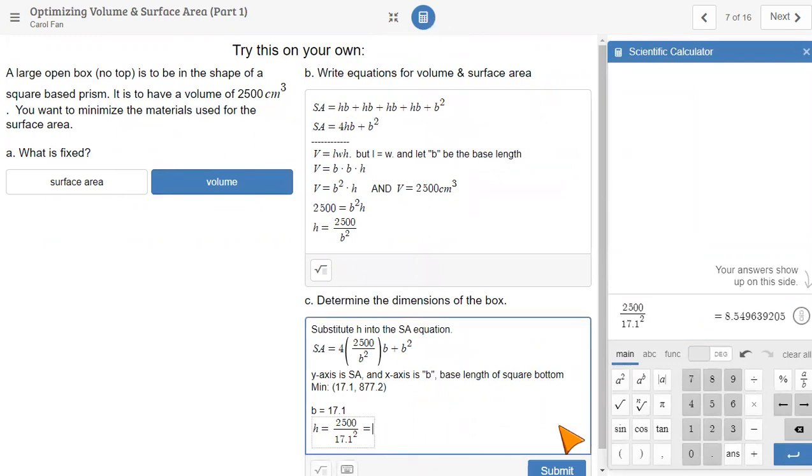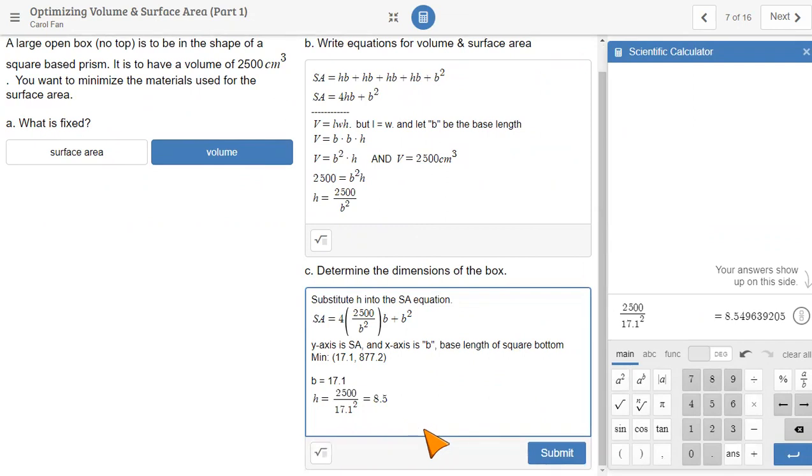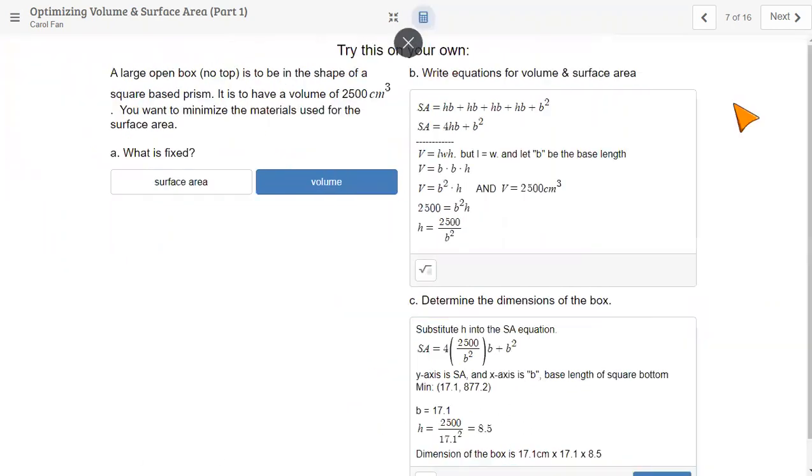Okay, our height, 8.5. Okay, so dimension of the box: 17.1 centimeters by 17.1 by 8.5. I'll give you a moment to take this down, and then we'll go on to our next example.